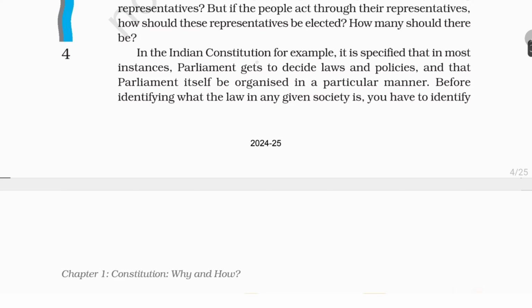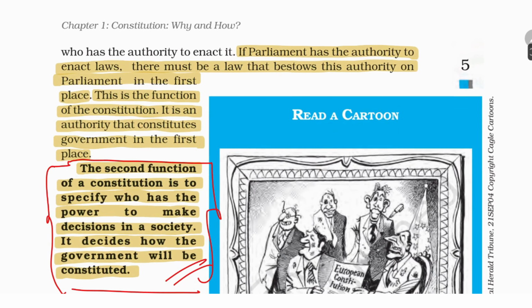In the Indian Constitution, for example, it is specified that in most instances, Parliament gets to decide the laws and policies, and that Parliament is itself organized in a particular manner. Before identifying what the law in any given society is, you have to identify who has the authority to enact it. If Parliament has the authority to enact laws, there must be a law that bestows this authority on the Parliament in the first place. This is the function of a constitution. It is an authority that constitutes government in the first place.